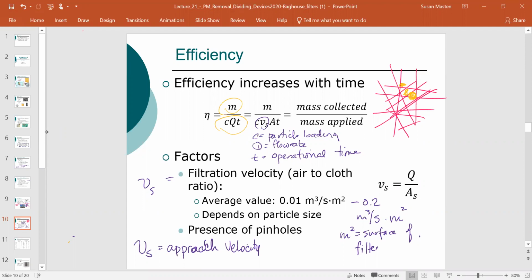The efficiency depends on the integrity of your material. If you start having pinholes in this material, you're going to have preferential flow through those pinholes, and you're going to see significantly reduced efficiency.